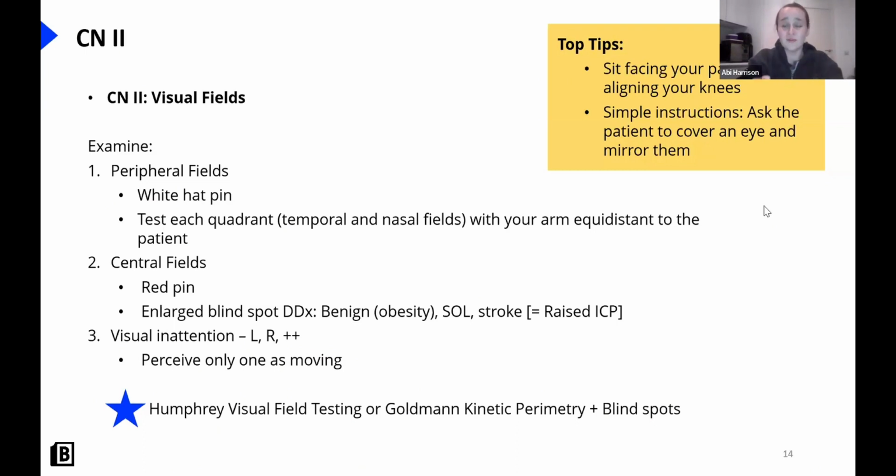And then your more formal visual field testing, which you would offer if there was any gross pathology you picked up on examination, are your Humphrey visual field testing, your Goldman kinetic perimetry, and more formal blind spots you can do off of these. And these might be things that you're familiar with from going to the opticians, where they flash light in different places in the visual field to really map out where someone can and can't see.